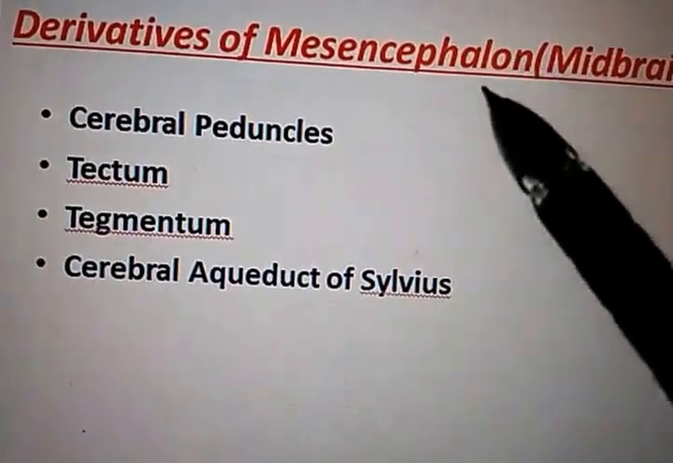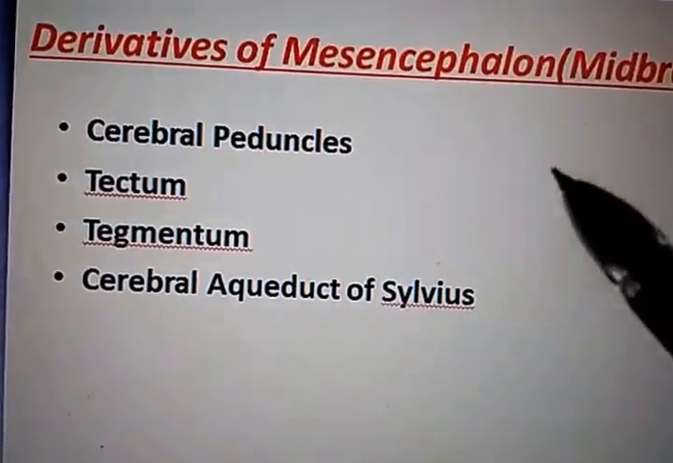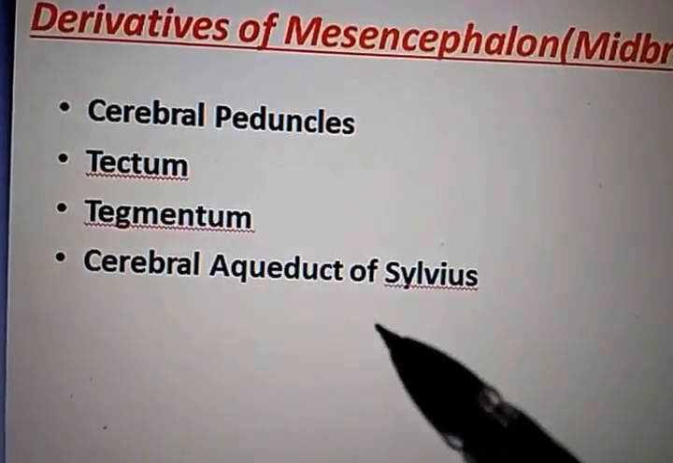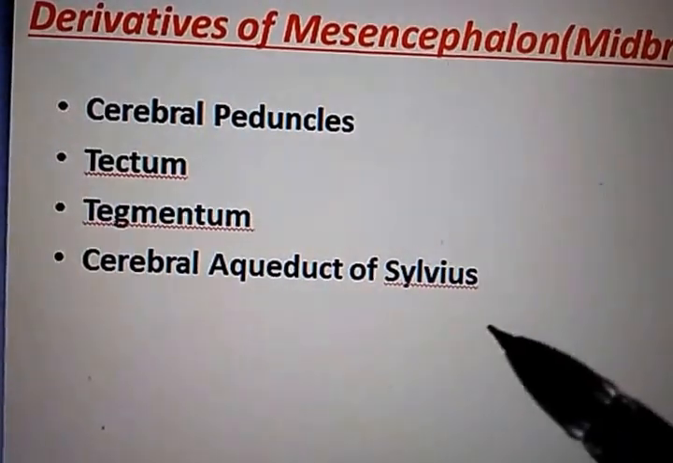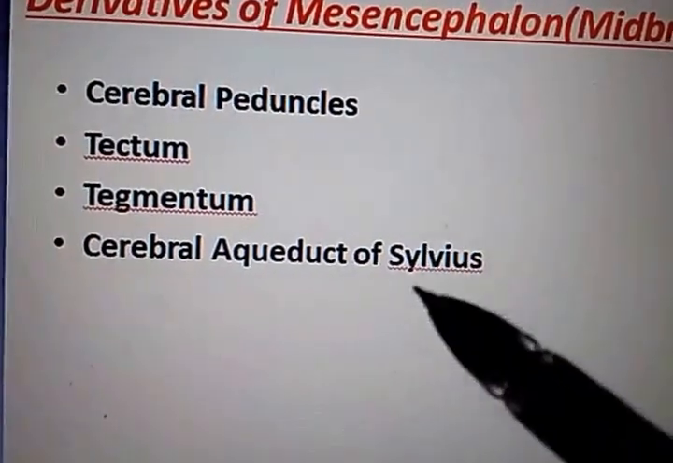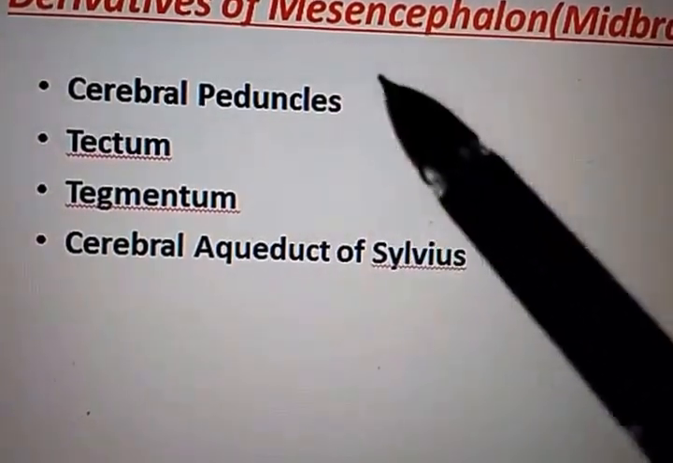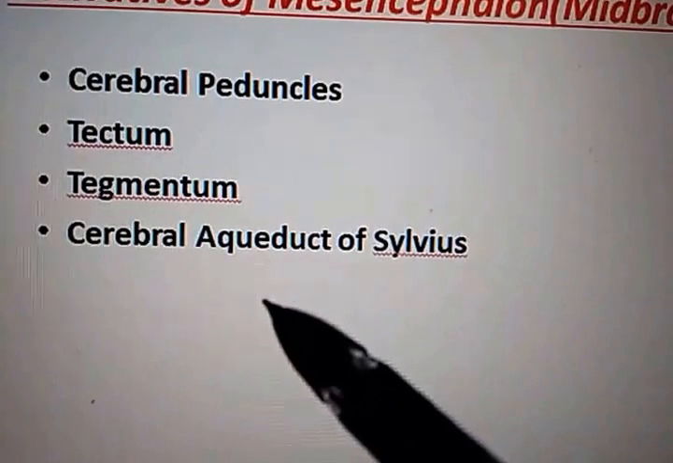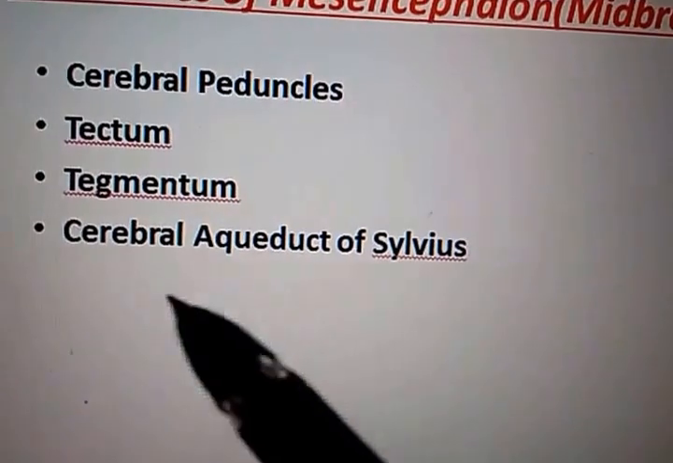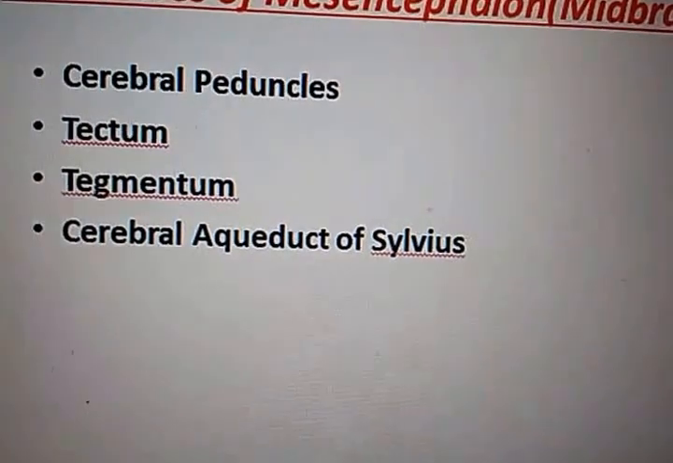Mesencephalon forms the midbrain, including the cerebral peduncles, that is crus cerebri, tectum, tegmentum, and the cerebral aqueduct of Sylvius. Okay, if you remember, I had made the structure of section of midbrain while describing ciliary ganglion. There you can see the crus cerebri also, as well as the cerebral aqueduct of Sylvius. This tectum and tegmentum also I will describe later when we discuss midbrain. Okay, so these four structures are derived from mesencephalon.